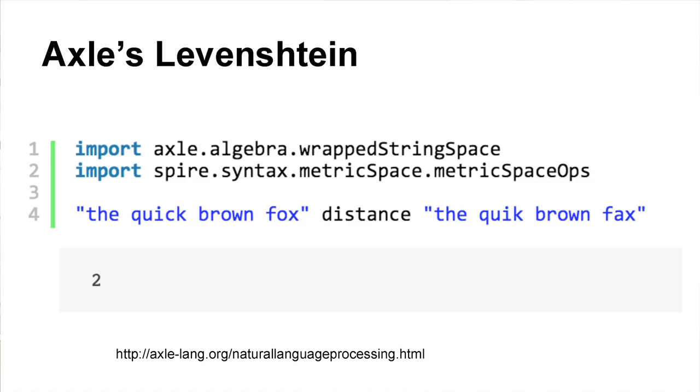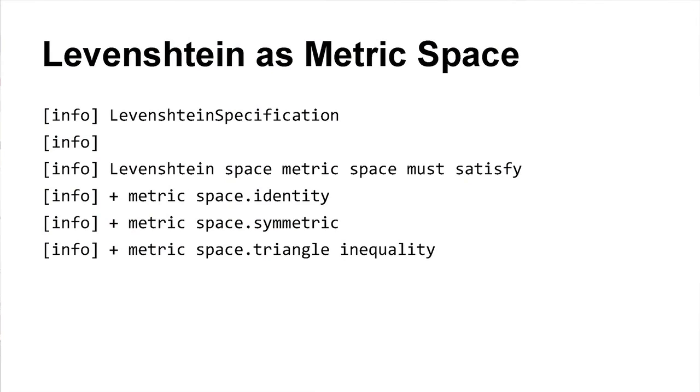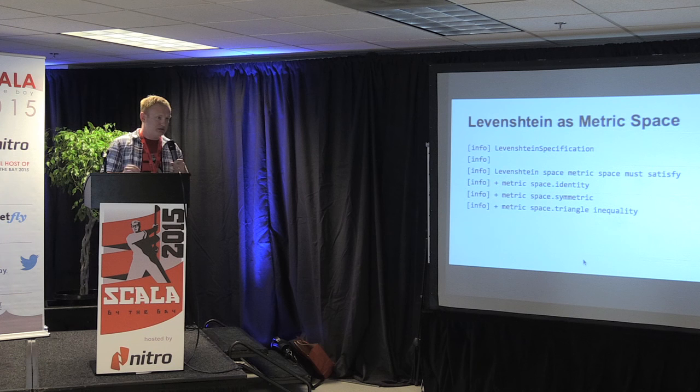So we can say the distance between the quick brown fox and the quick brown fax with a missing C is two edits. And we can test it as such. We can throw a bunch of random strings at it and see that all three of these axioms hold. Now, random strings may not be the best input. They're not going to be representative of the kinds of things you're going to be measuring distances between, so that's a possible improvement, but it's at least nice to know that this passes.